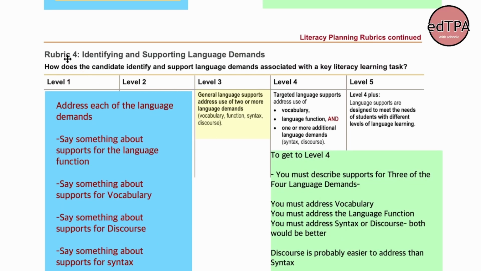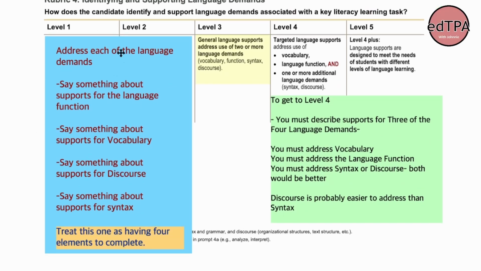Identifying and supporting language demands. How does the candidate identify and support language demands associated with a key literacy learning task? You want to do level 3 here. General language supports address use of two or more language demands. So you've got the function, the vocabulary, syntax, or discourse. You have to have at least two of them. But I'm going to suggest you address each of the language demands.